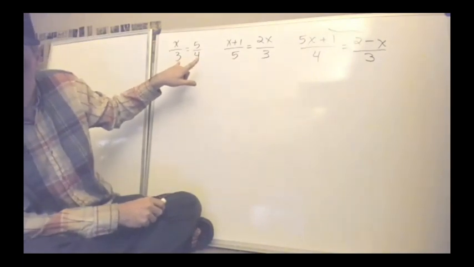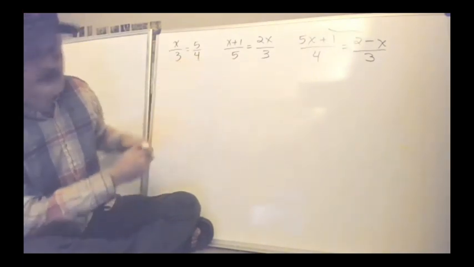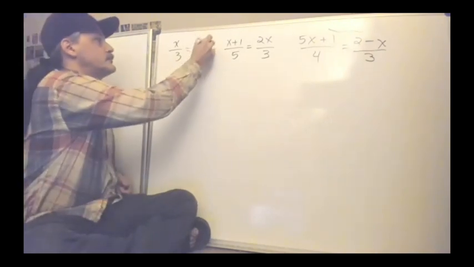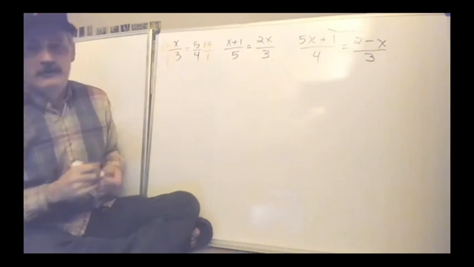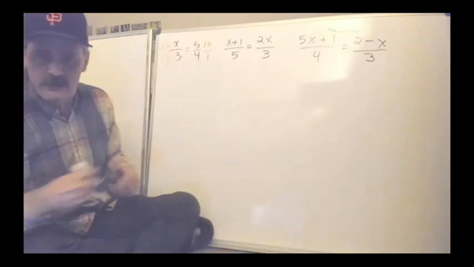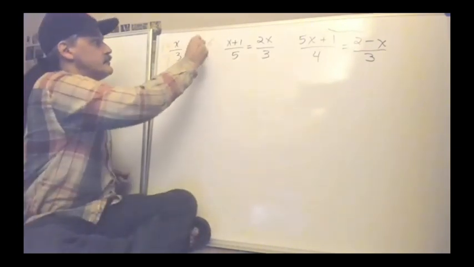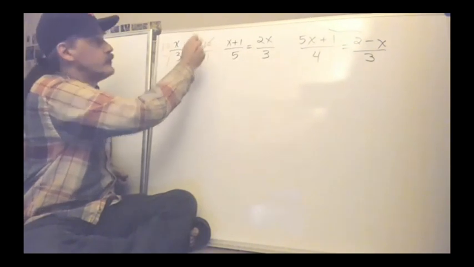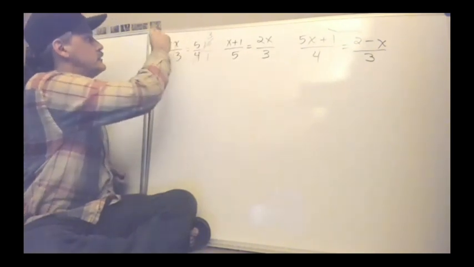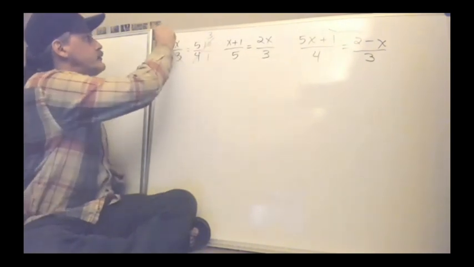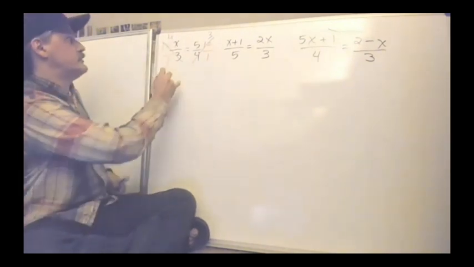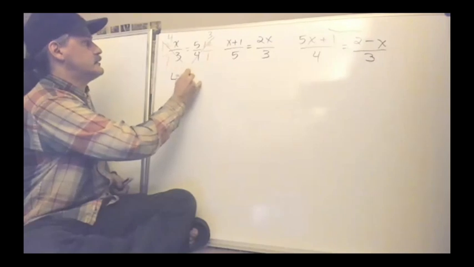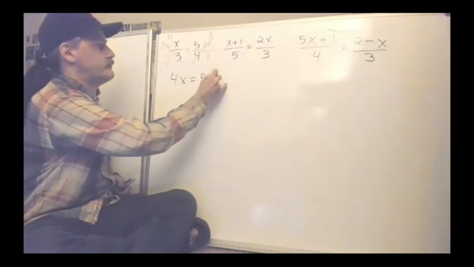The common multiple of 3 and 4 is 12. So if we multiply both sides by 12, and we do the cross canceling, notice what happens. 12 divided by 4 is 3. 12 divided by 3 is 4. So we get the equation for x equals 5 times 3.